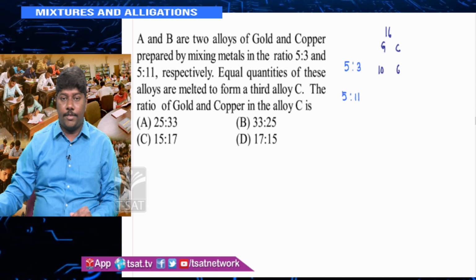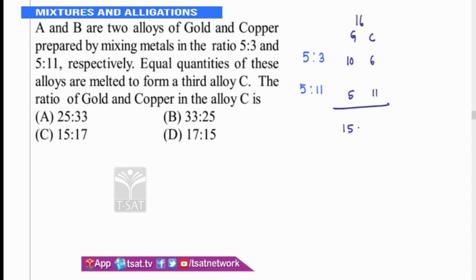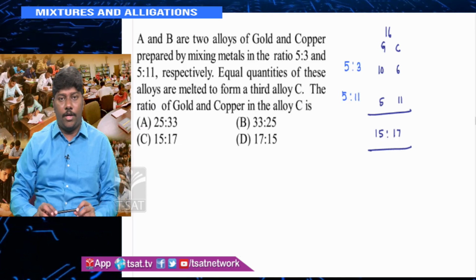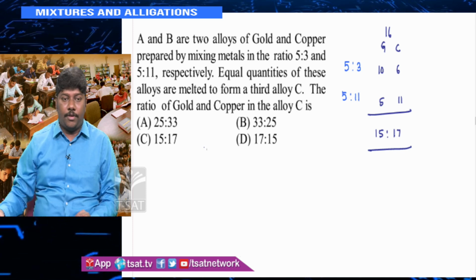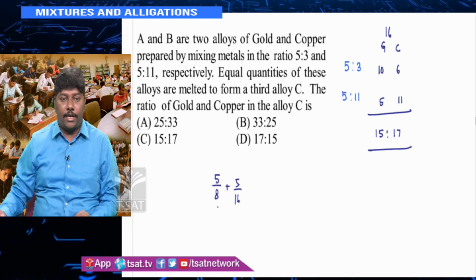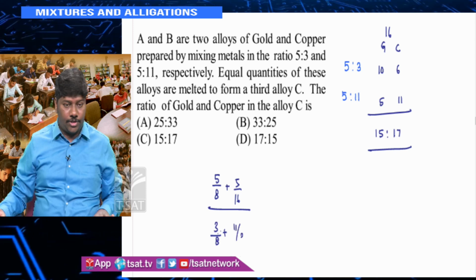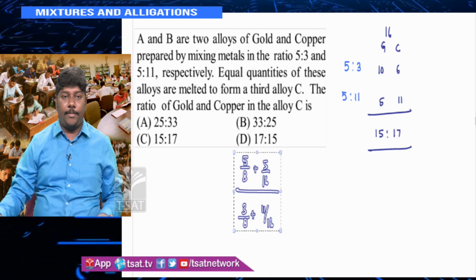Therefore take 10, 6, 5, 11. What is gold in the resulting mixture? 15. What is copper? 17. So he is saying gold and copper in the first one is 5:3, second one is 5:11. In the mixture it is 15:17. You can also use it by taking a 1:1 ratio, or else you can find it directly using ratios. Into ratios means 5/8 plus 5/16. This is gold in the first one, gold in the second one. What is copper in the first one? 3/8. Copper in the second one, 11/16. That's all. Here also you will get the same answer.